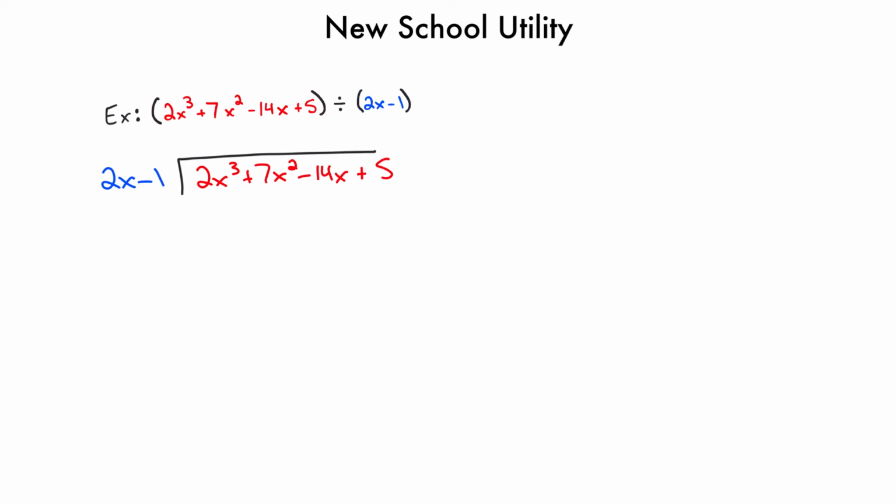I'm still going to approach this the same way. I ask myself, what do I need to multiply the 2x by in order for it to turn into a 2x to the third? Here's the one kicker that makes this different. You need to make them equal. So I don't want this to be close to 2x cubed. I want it to be 2x cubed. I multiply 2x by x to the second power.